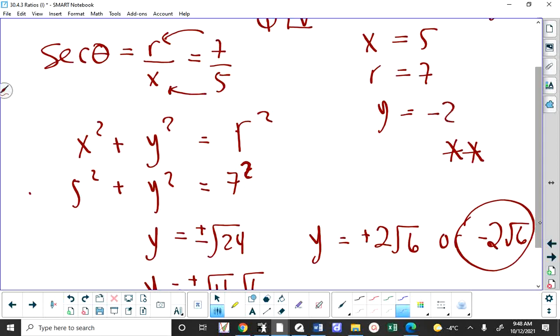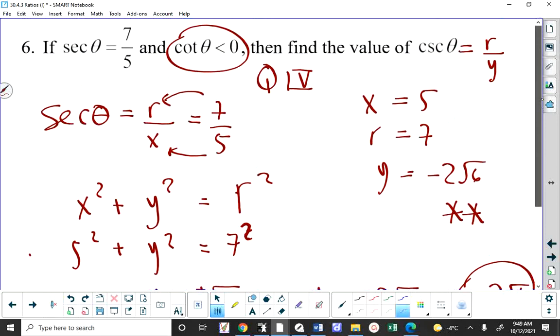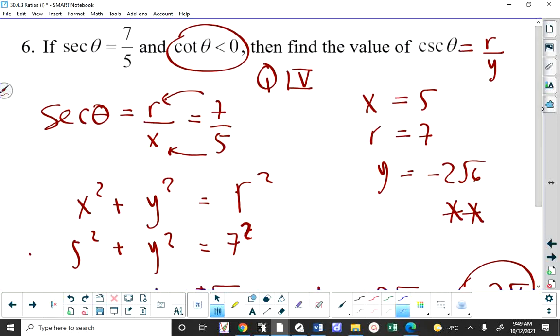Negative 2 root 6. What were we asked for? Cosecant, which is r, 7, over negative 2 root 6. And I'm going to throw the negative on top, which is where I like to put it. A couple of things. I guess first, any questions with that one?